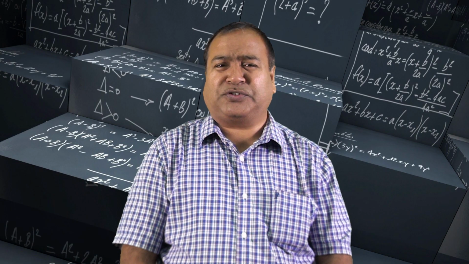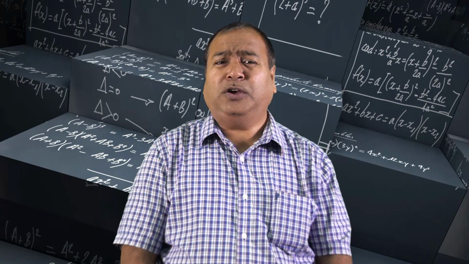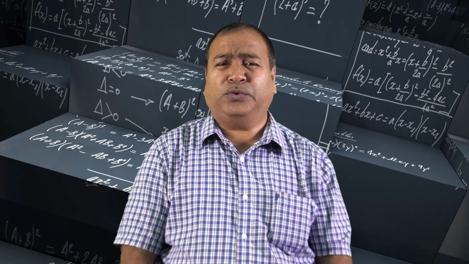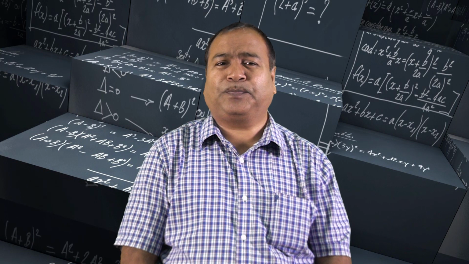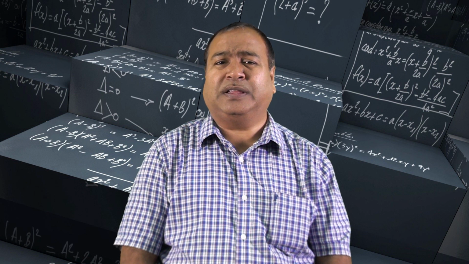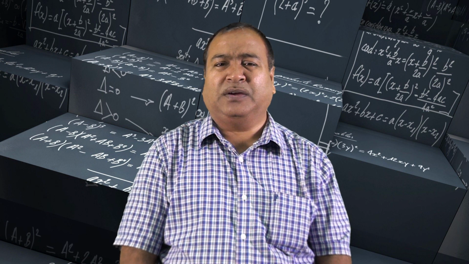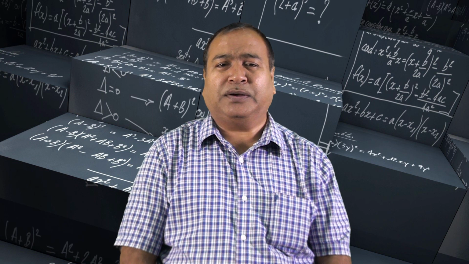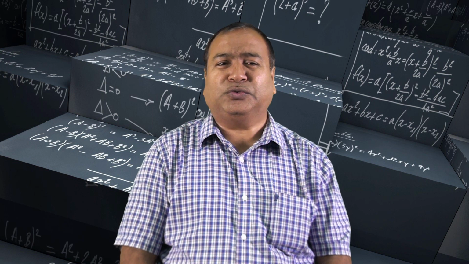Let me ask you a question. If the volume of a cube is 216 centimeter cube, then what would be the length of its side? To get the length of the side of the cube, we need to know a number whose cube is 216.